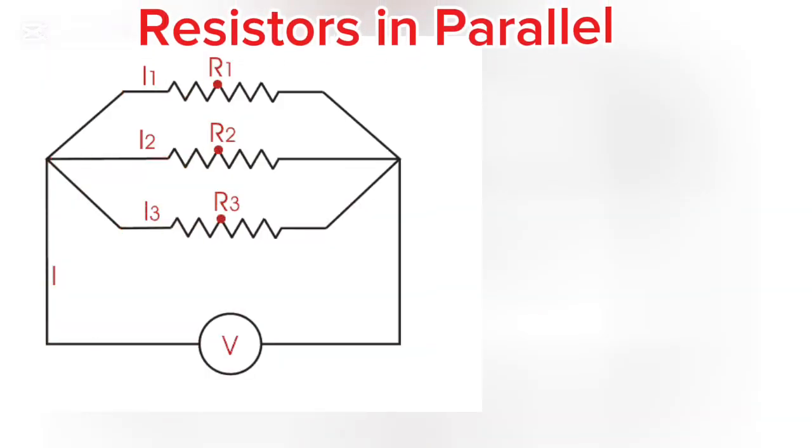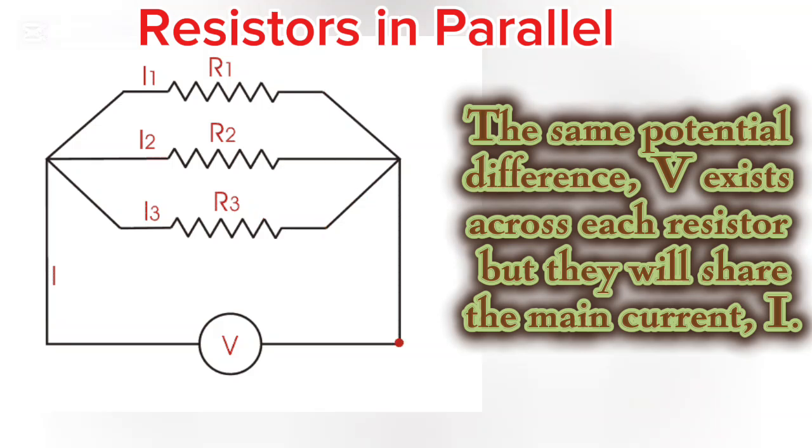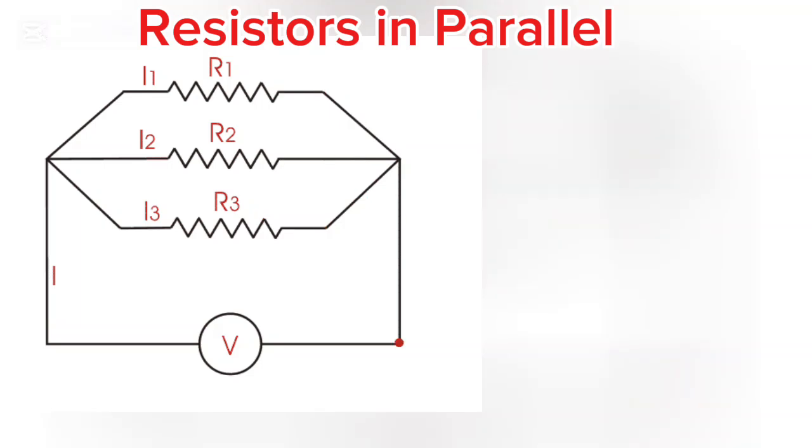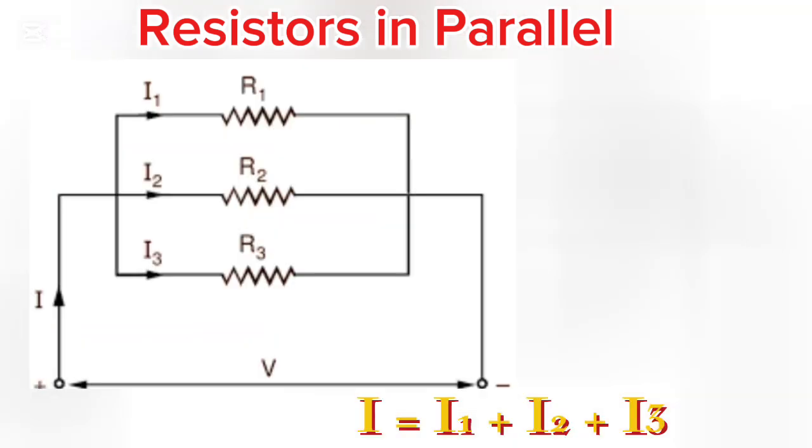Resistors in parallel. Resistors are said to be in parallel when they are placed side by side and their corresponding ends joined together as shown. In this case, the same potential difference V exists across each of the resistors, but they will share the main current I in the circuit, which must be equal to the sum of the three currents I1, I2, and I3 through the individual resistors as shown.